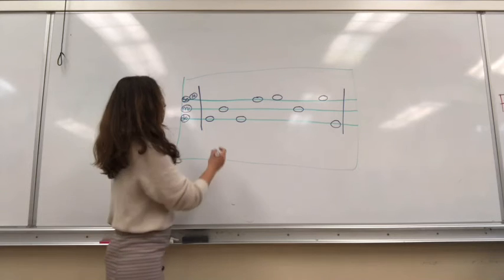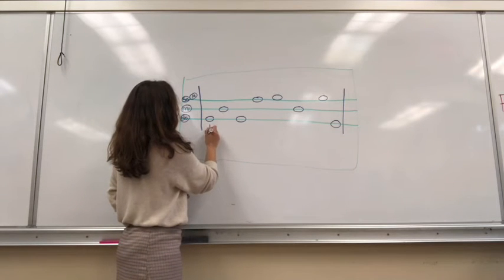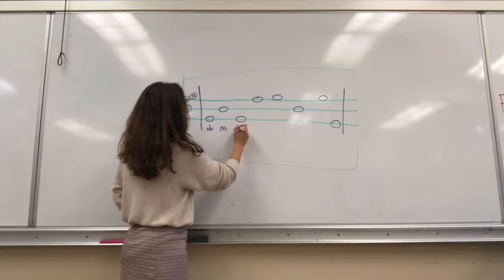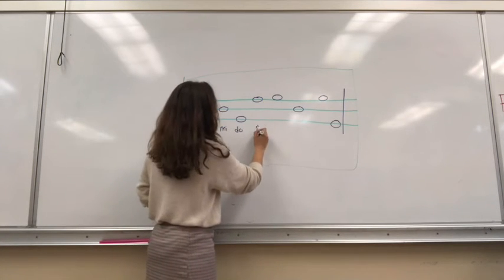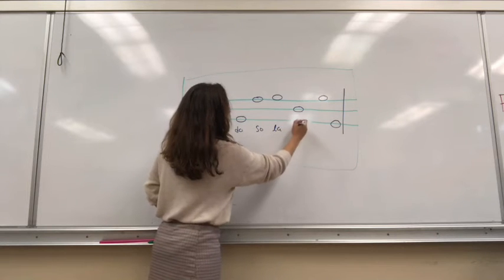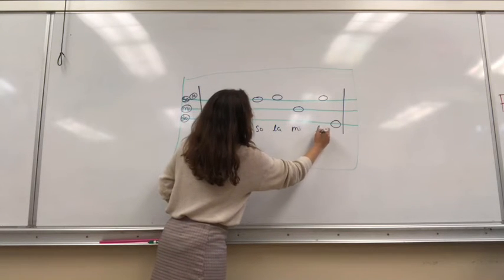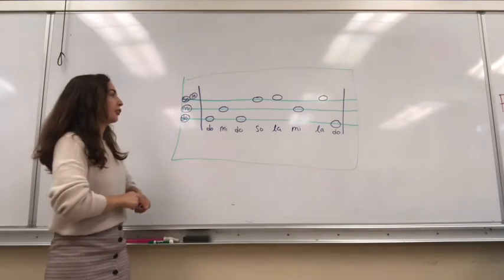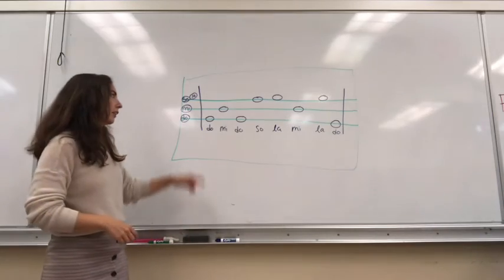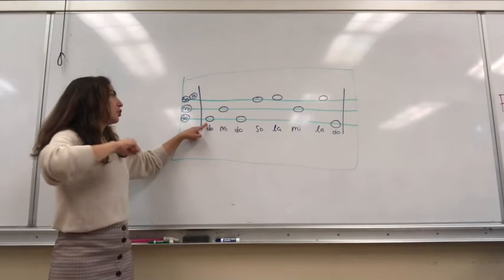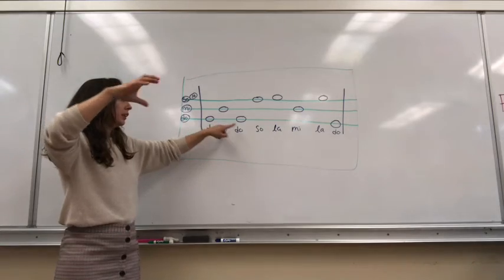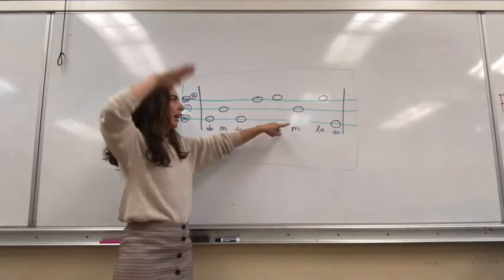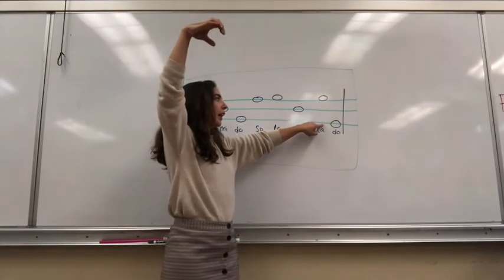Let's see. So I'm going to write underneath the notes what it is. Do, mi, do, so, la, mi, la, and do. I always like to end my songs on do. So I'm going to practice my song here myself. Do, mi, do, so, la, mi, la, do.